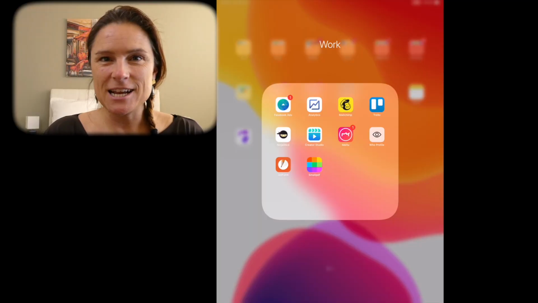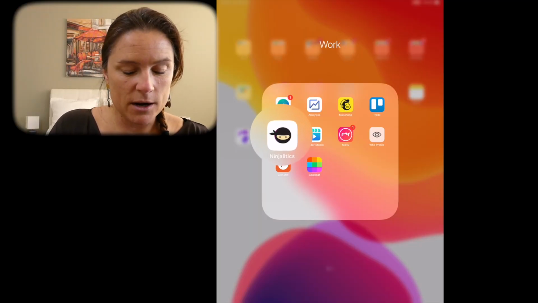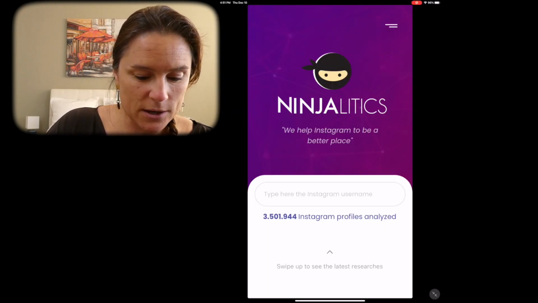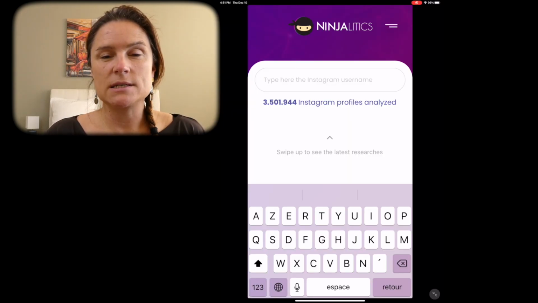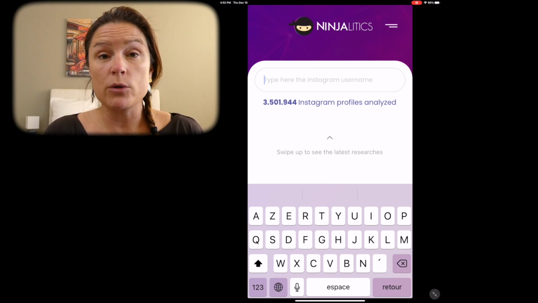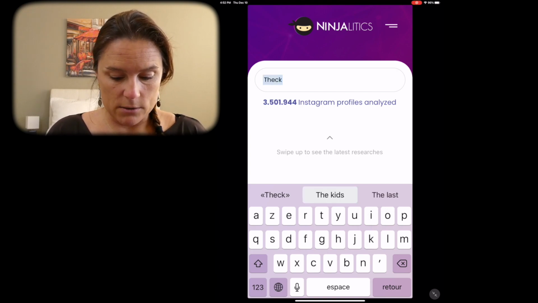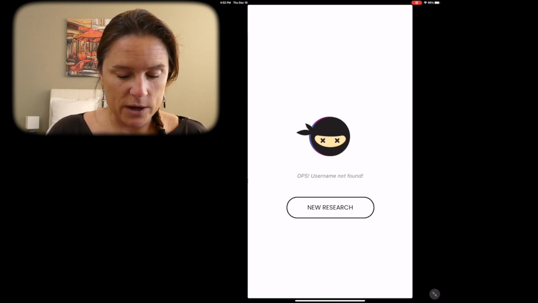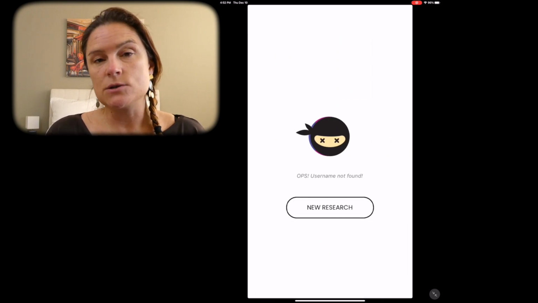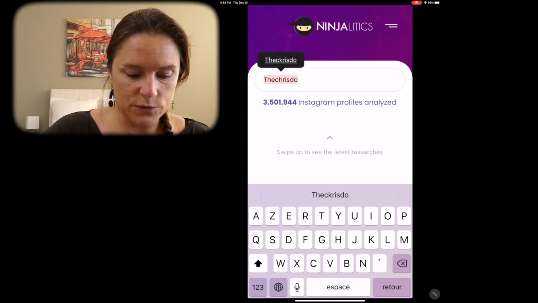For the exercise today, I'm using an iPad, but of course you can do exactly the same on any phone. Ninjalytics is the application right here that looks like a ninja. So you click on it. You have to enter the account exactly the way it's spelled on Instagram, with the dot, the hyphen, the underscore, everything. It has to be exactly as on Instagram, otherwise it will not work. So for example, here I want to look at Christo, and see what happens if I'm not entering the right name. It says new research. So it's not the end of the world, but just for you to know.